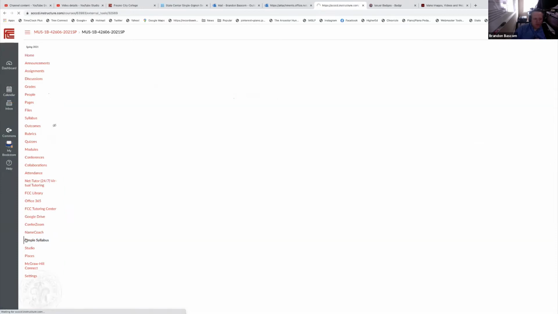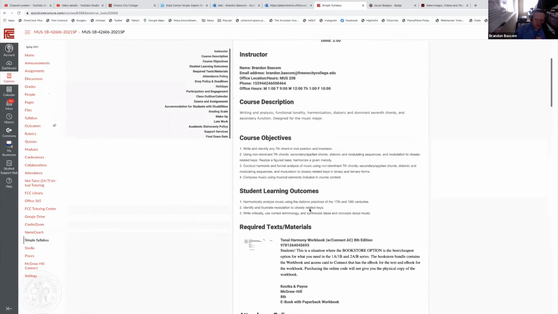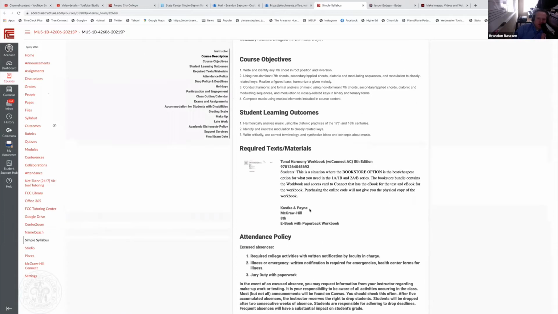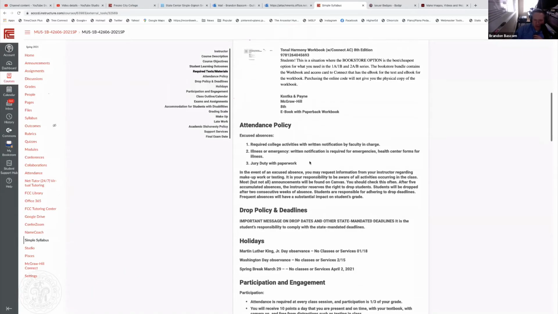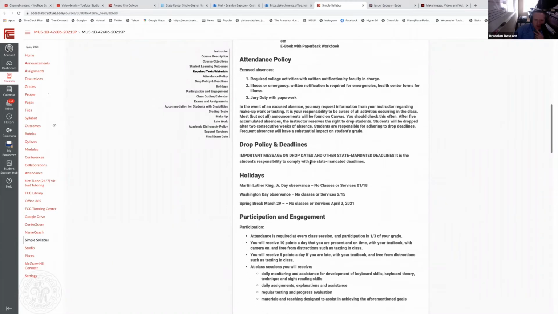Simple syllabus. Here we go. All right, so we went over the course description, the course objectives, the student learning outcomes, the required text and materials. In addition to all that, I would also say have music manuscript paper. You never know when you're going to need it. Attendance policy. You're required to be here unless you have an official college excuse, jury duty, or doctor's note.